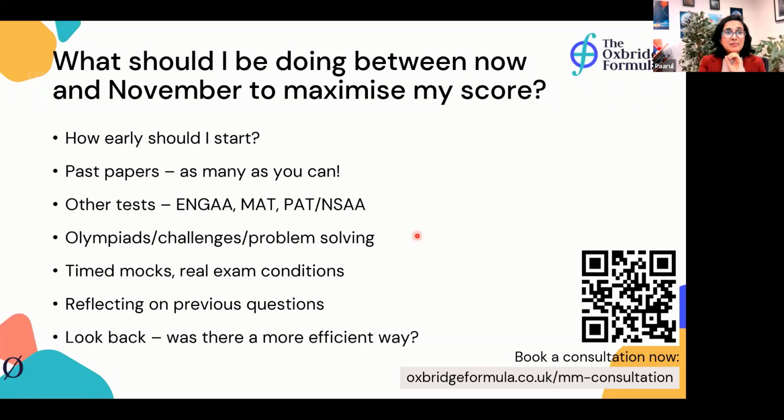Okay, and then just look back and see, was there a more efficient method? You can look at the official solutions, or you can watch some of the videos that we've got in our online resources and see how the tutor did it. Did they use a different method that actually could have sped your working up more? And of course, use the tricks that we teach you.